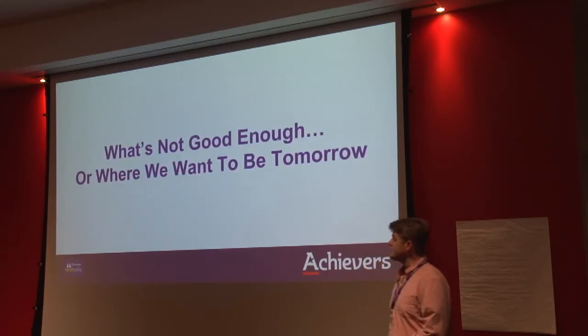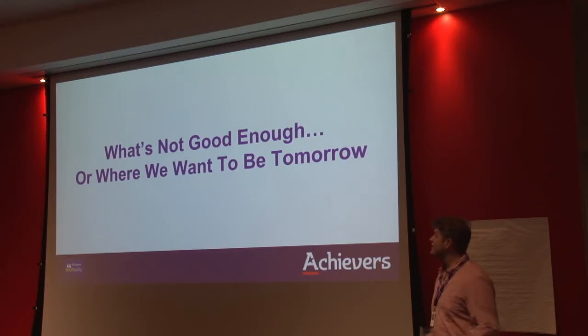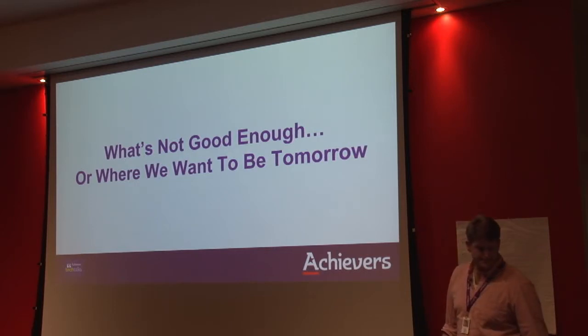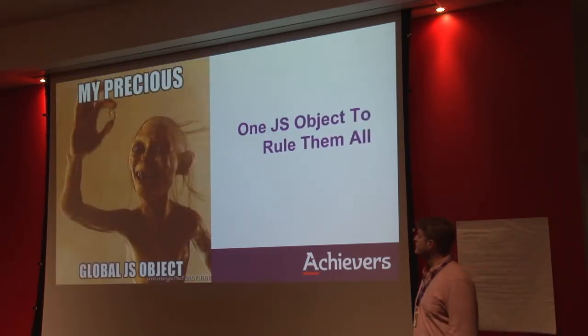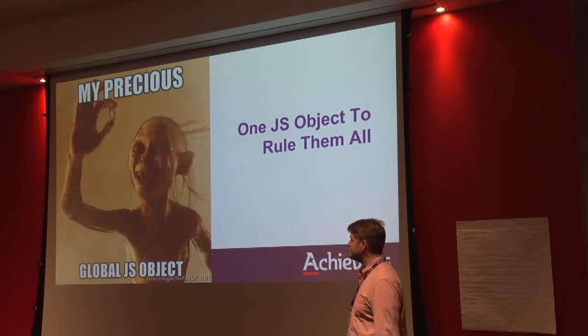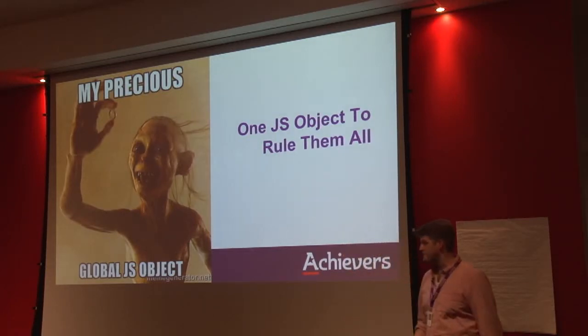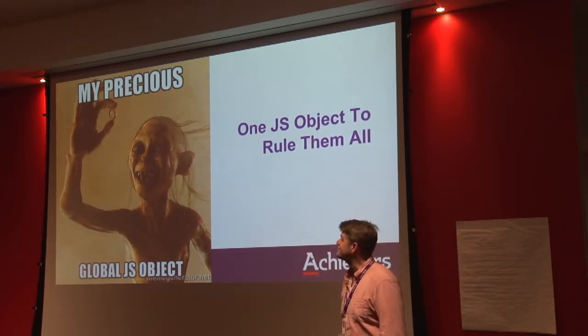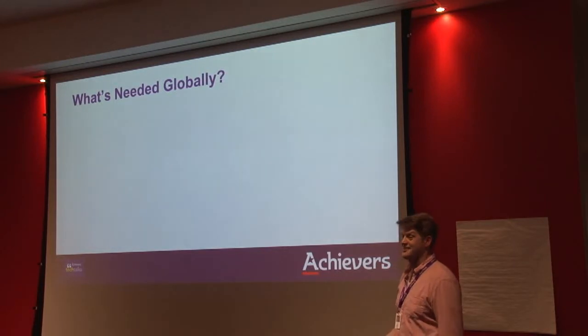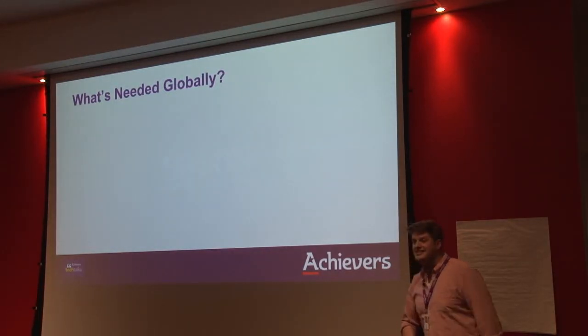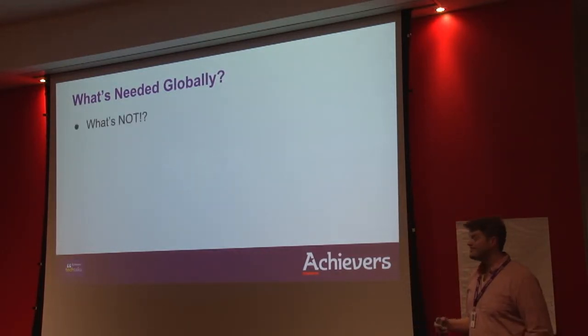Cool. So, what's not good enough, or where do I want us to be tomorrow? My precious global JavaScript namespace object. One JavaScript object to rule them all. It's even an O for object. It's great. It took a lot of time figuring that one out. So, what's needed globally? What's not needed globally?